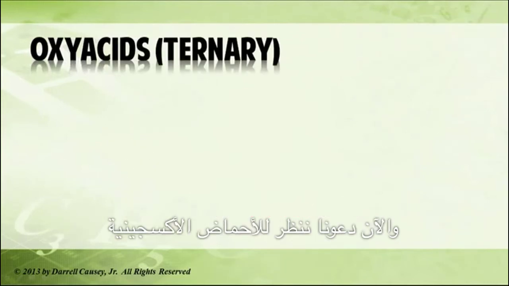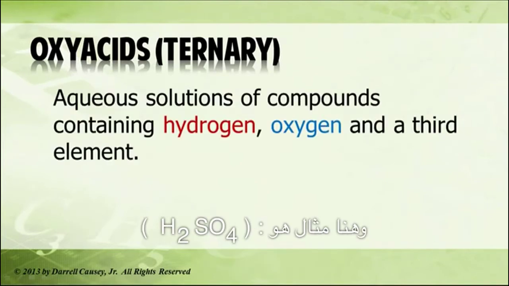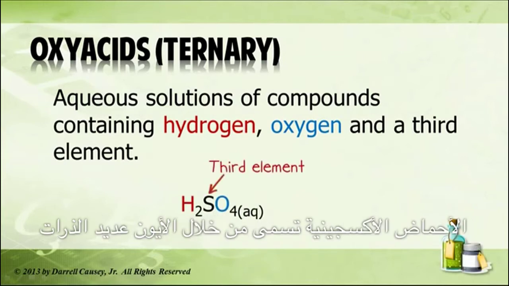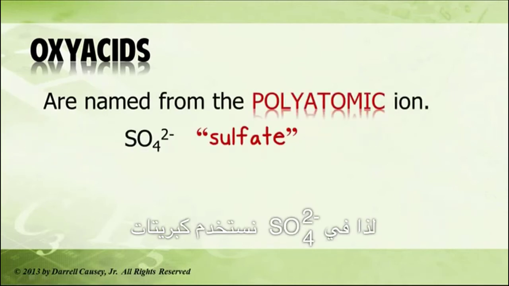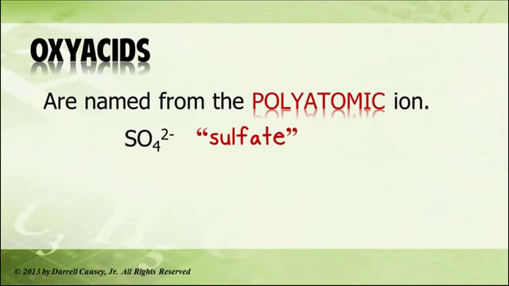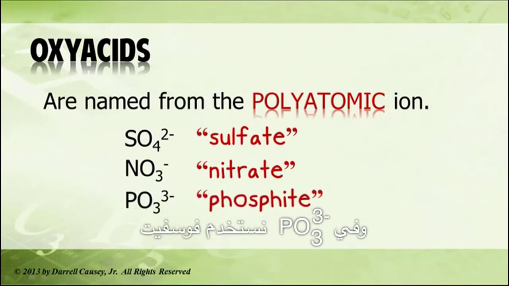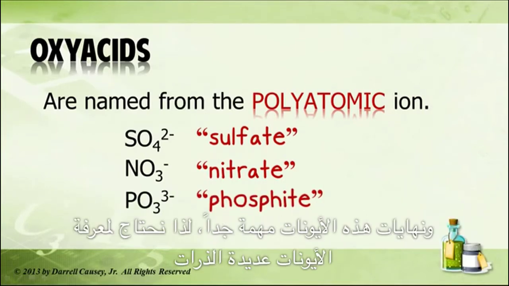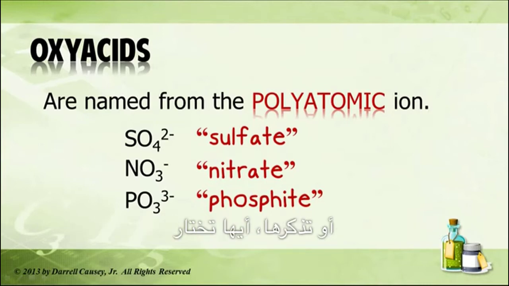Now, let's look at oxyacids. These are aqueous solutions of compounds that contain hydrogen, oxygen, and a third element. Here's an example, H2SO4, and the third element is sulfur. Oxyacids are named from the polyatomic ion. So, in SO4, we'd use sulfate. In NO3, we'd use nitrate. And PO3 is phosphite. How these end is very important. So we need to know the polyatomic ions, which is the reason we need to have the polyatomic ion sheet out, or memorize them. Either one.